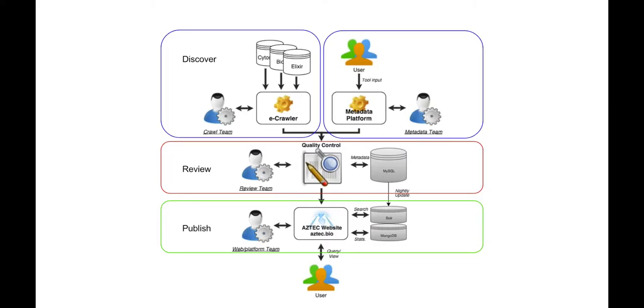In the review step, the resources extracted by our programs and submitted by our users are reviewed for accuracy and quality. Our reviewers will ensure that the resource metadata is complete before it is published to the public Aztec database. And in the publish step, we focus on making all the resource metadata reviewed by our reviewers available to the public. This step includes creating and maintaining the web user interface, as well as maintaining the databases that store the metadata.